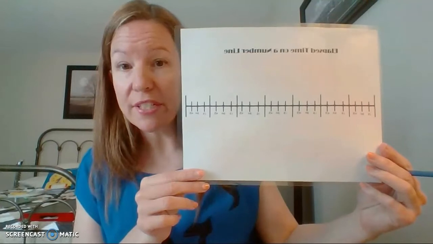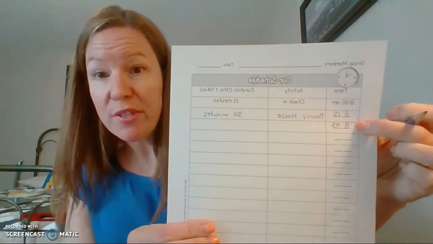So you can use your ruler here to help you out. So I know that if I get on at 8:15 and I have to get off after 30 minutes, I'm going to be done at 8:45. So I'm going to write that down under my next time. At 8:45, I am now done with the bouncy house, but I want to do something else. What's my next activity going to be?